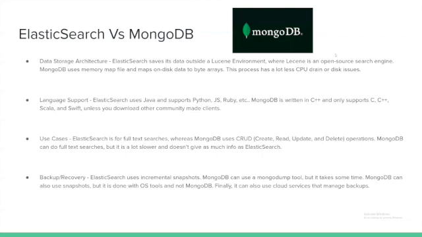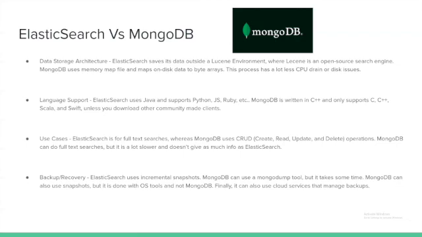So now, Elasticsearch versus MongoDB. It can be quite difficult to compare these two, but there are still a couple of things. On data storage architecture, Elasticsearch saves its data in a Lucene environment, whereas MongoDB uses memory-mapped files that map on-disk data. Elasticsearch does save on CPU drain or disk issues, since it's an open-source search engine. It's not really using a disk.